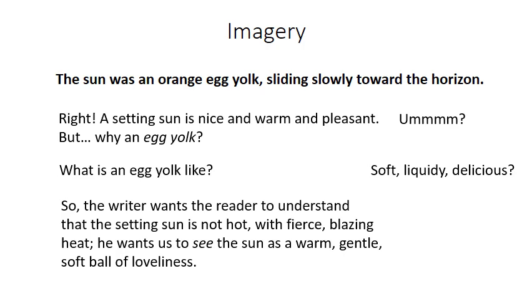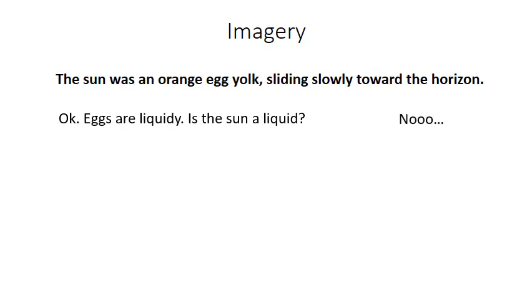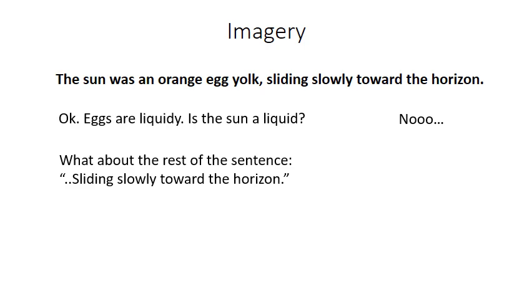like a sunset. Oh, I forgot to mention that it's liquid. Okay, eggs are liquidy. Is the sun a liquid? No, it's more of a gas ball, isn't it? So what about the rest of the sentence? Sliding slowly towards the horizon. Yeah, it's setting, isn't it? The sun is setting. Egg yolks can be runny and liquidy, so they can slide around, can't they?